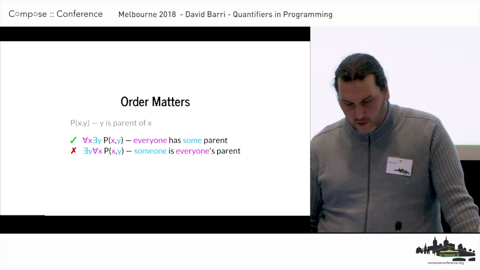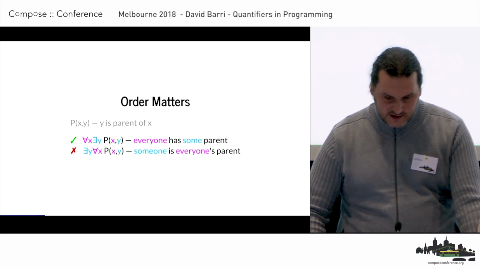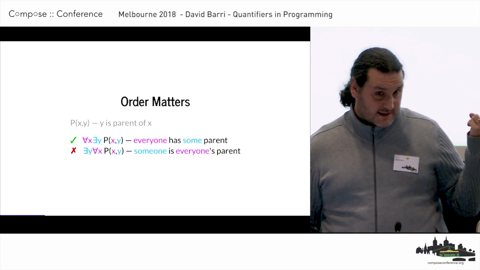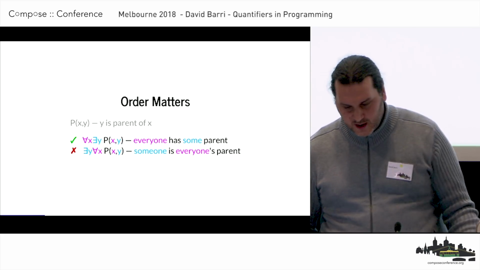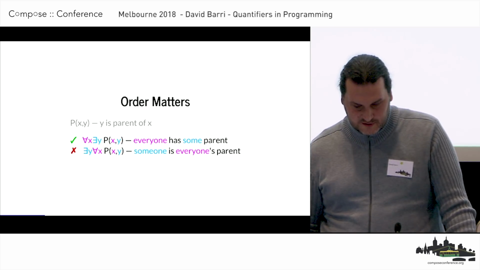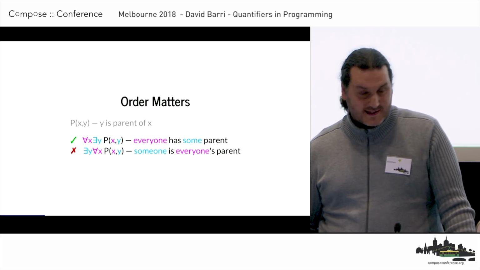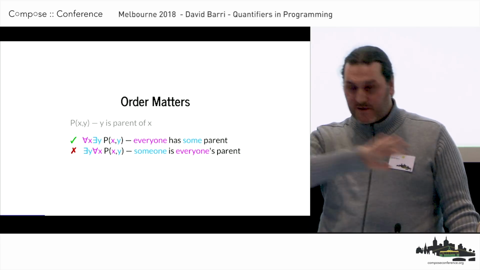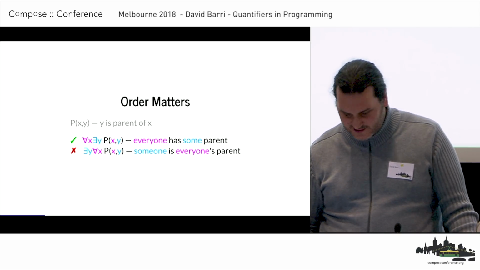So order matters. I've got two logical expressions here, and all I'm going to do is switch around the order of these quantifiers. In one case, we're going to say that everybody has some parent, which is true. And on the other hand, we're going to say that there's some person out there that happens to be everybody's parent, which is clearly false.